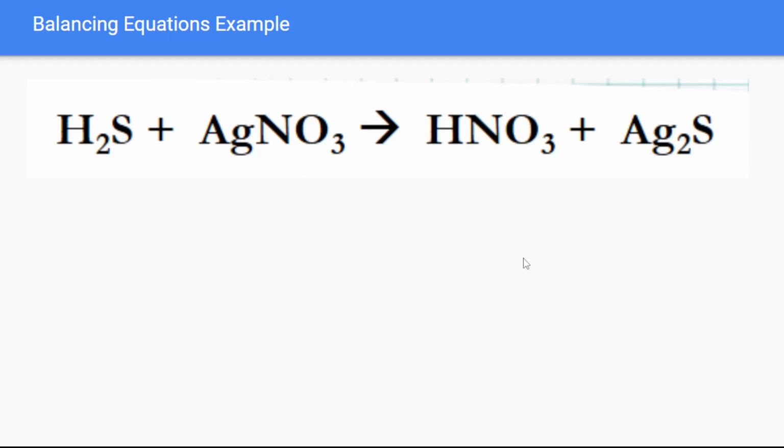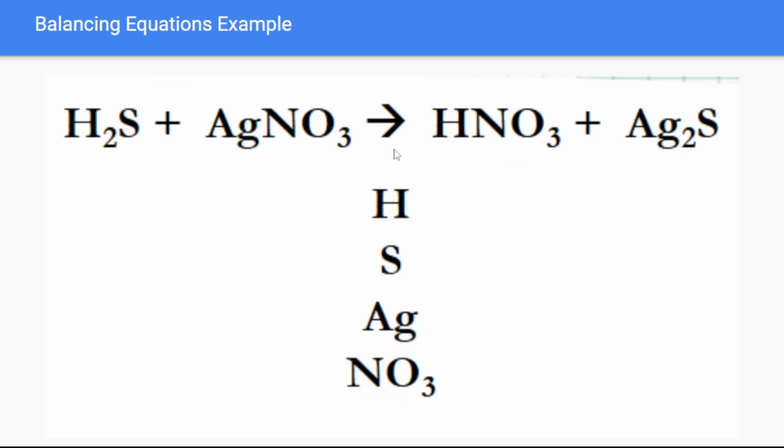Now this is the strategy. You want to start with the unbalanced equation and then list everything in that equation. You have hydrogen on both sides, you have sulfur on both sides, you have silver on both sides, and then you have nitrate on both sides. Sometimes you can write the polyatomic ion like right here, NO3, but sometimes you might want to just list it N and O. That's up to you. I did it like this because nitrate is the same on both sides. It doesn't break up at all.